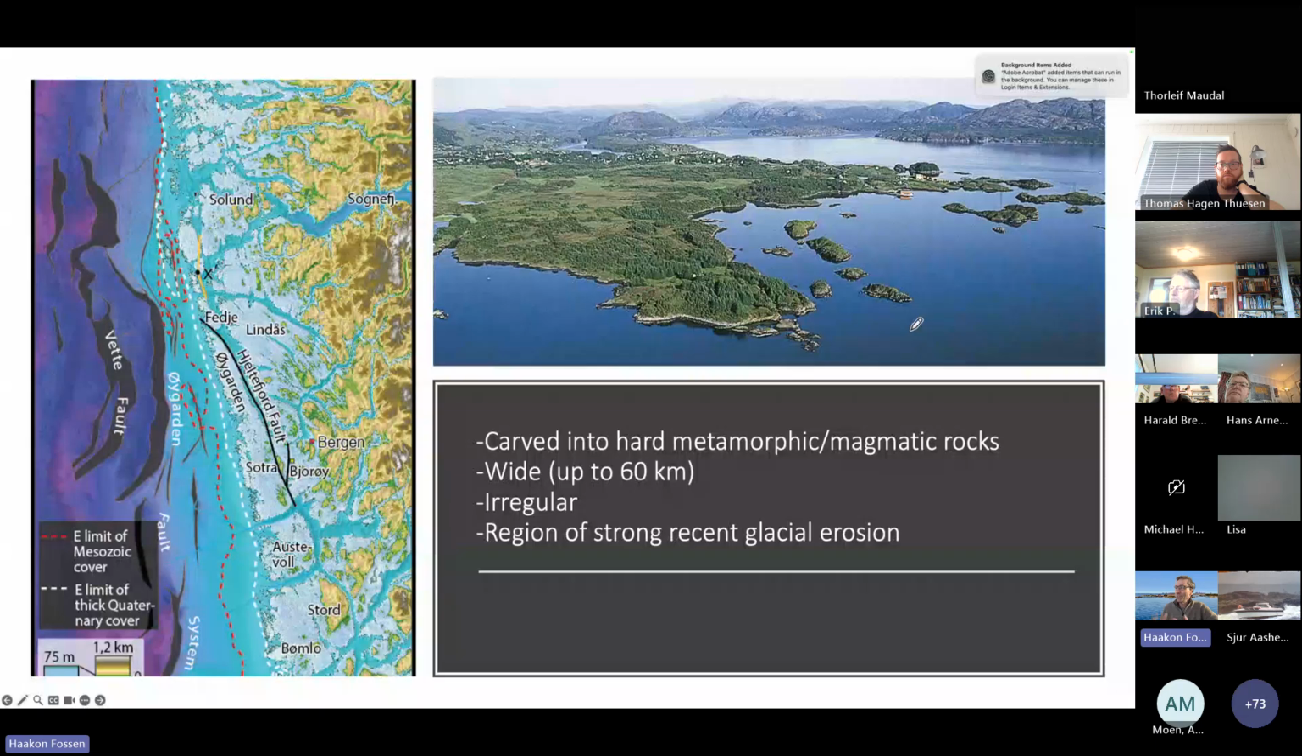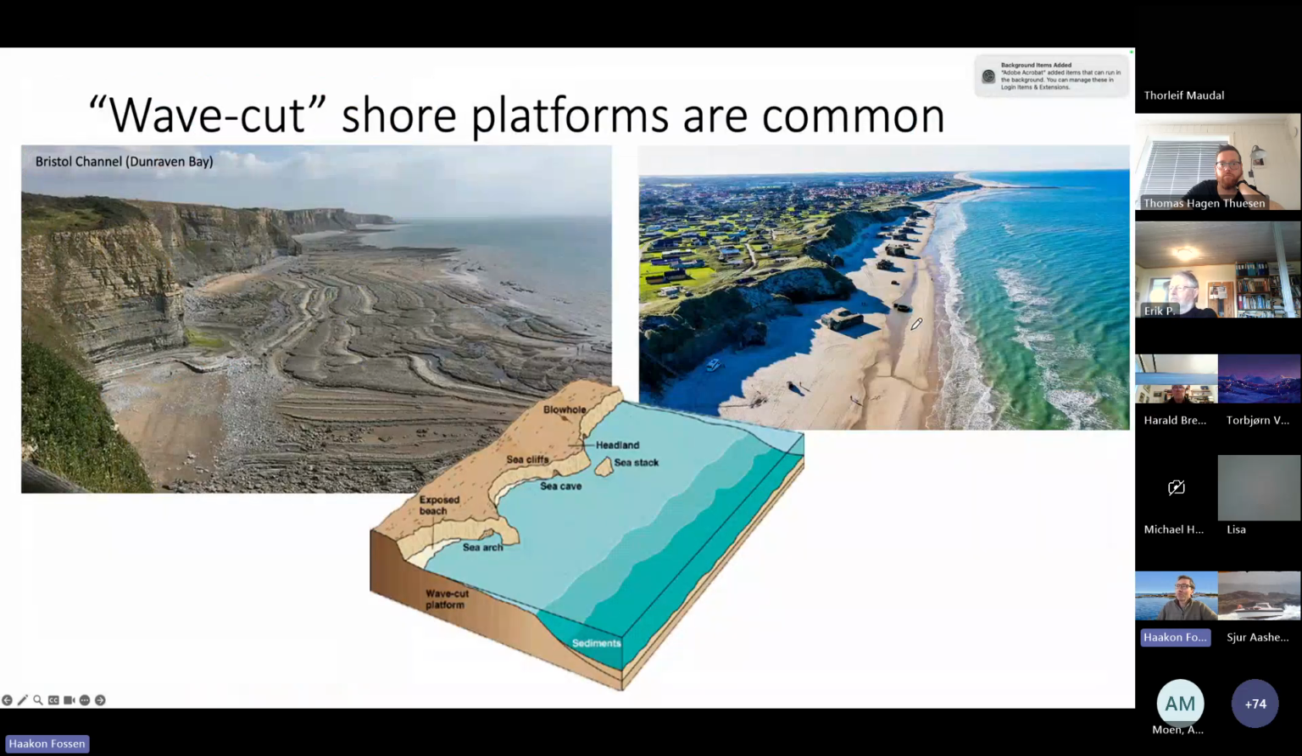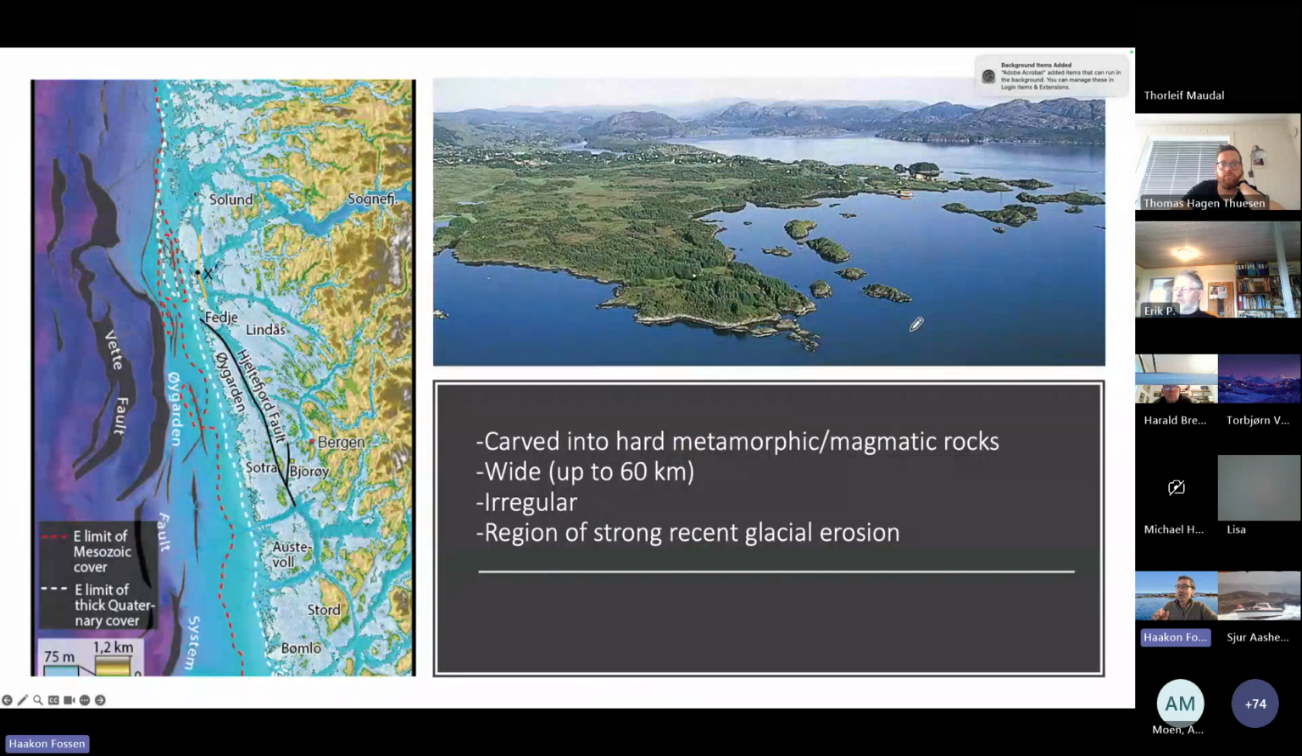It's carved out in hard metamorphic and magmatic rocks, and it's very wide. These wave-cut platforms that we find many places are usually tens or hundreds of meters at the most. The strandflat that we have in Norway is tens of kilometers wide in places, and that's a huge difference.